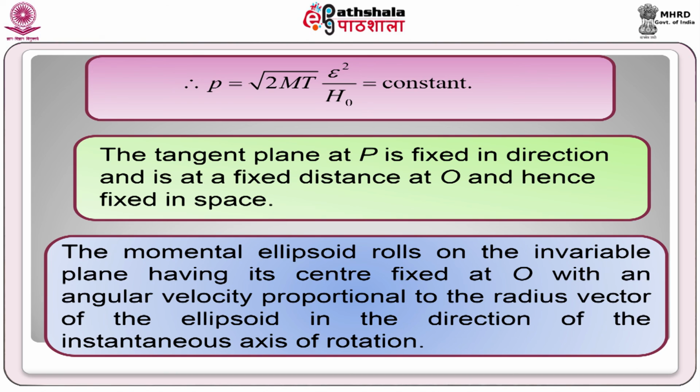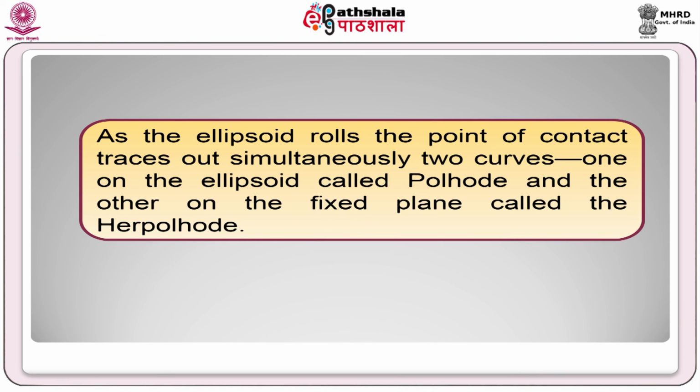Putting this value as H O square, we get this one, and we have already obtained the expression of omega square. We have substituted this. Thus, we get small p equal to this one, which is a constant, because M is constant, epsilon is constant, T is constant and H O is also constant. The tangent plane at P is fixed in direction, which we already proved, and is at a fixed distance from O and hence fixed in space.